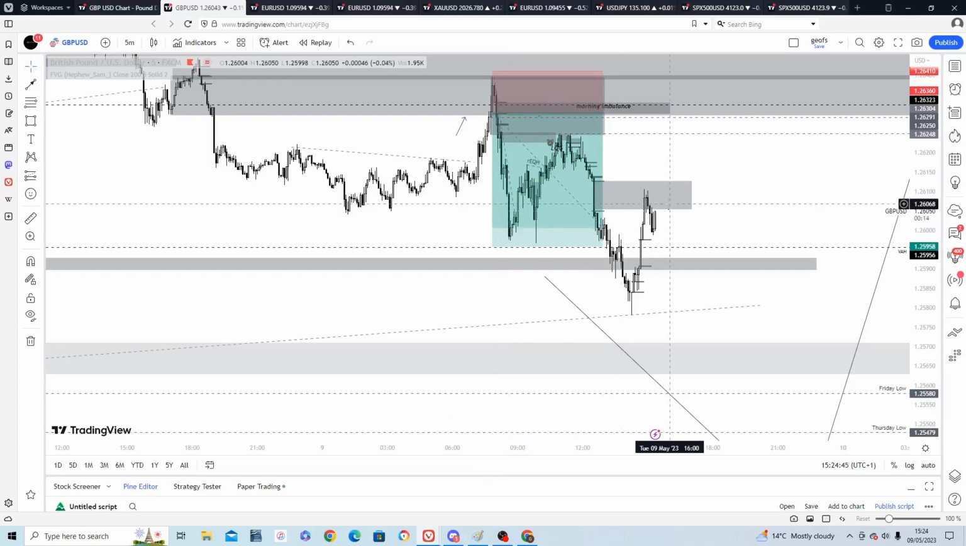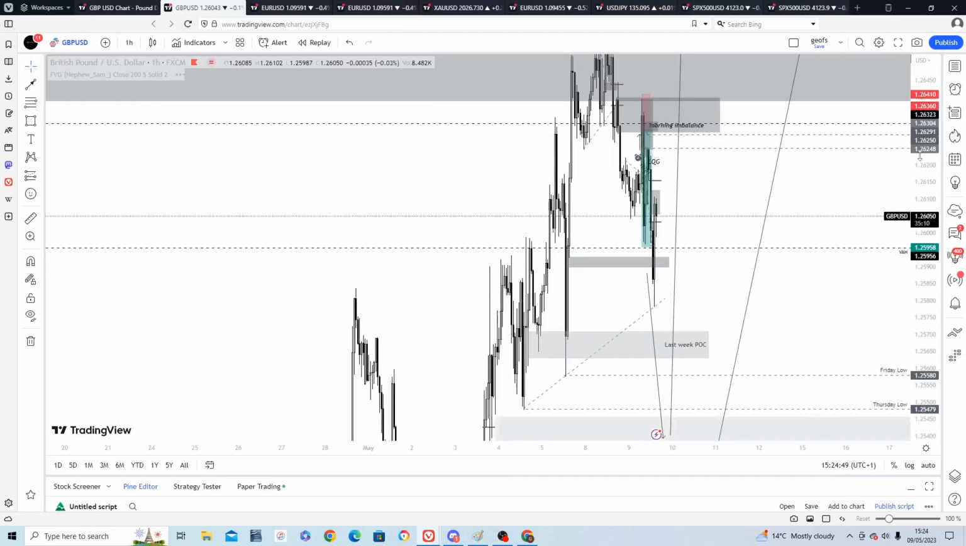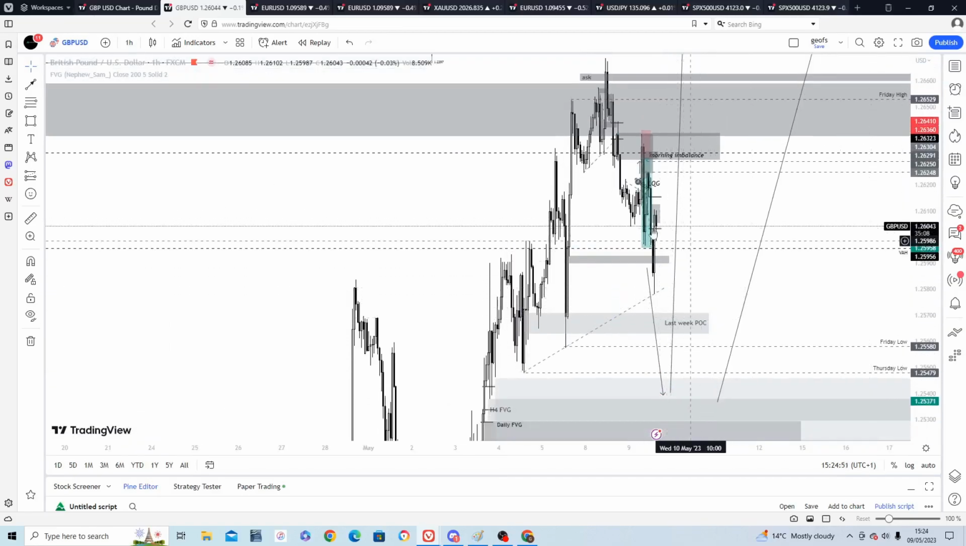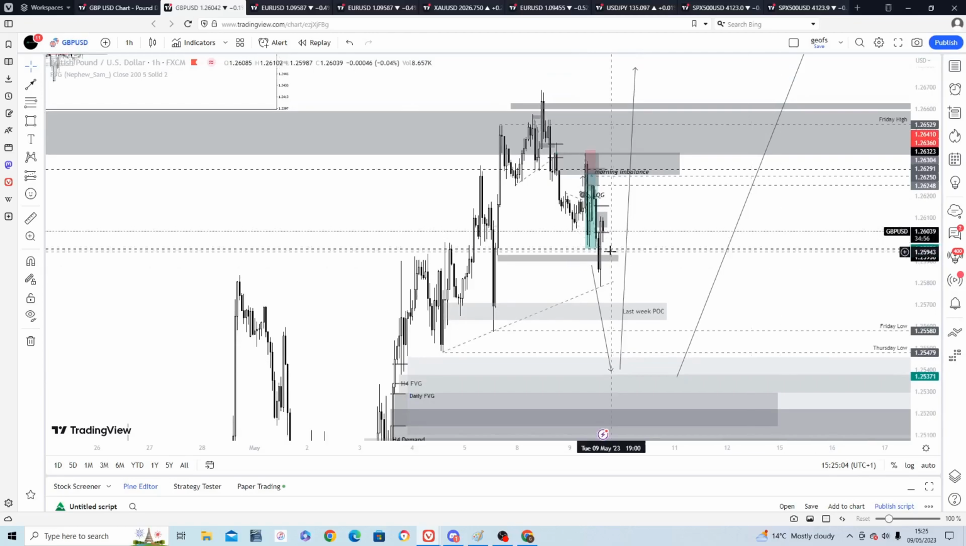Looking ahead, basically, I'm looking for the low of the week to be made today. So I think we'll react either off last week's point of control or take out last Friday and Thursday's lows, and then I think we're going to go bullish for CPI and Thursday's interest rate announcement for the pound. So we'll keep you posted.